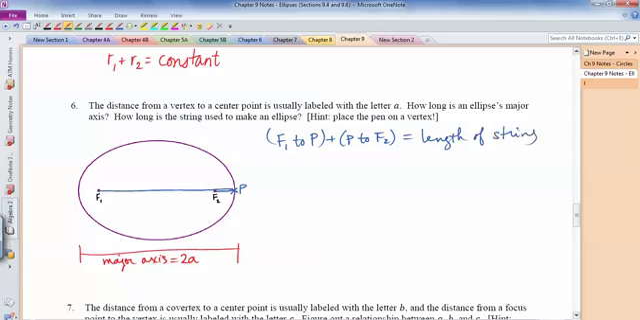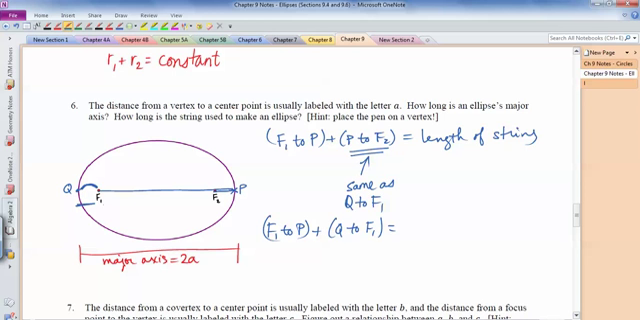But if you look at this part right here, from P to focus 2, that's actually the same length as this part over here. So if I call this Q, right? Well, P to F2 is the same as Q to F1. So if I did F1 to P plus Q to F1, and then think about what that is.